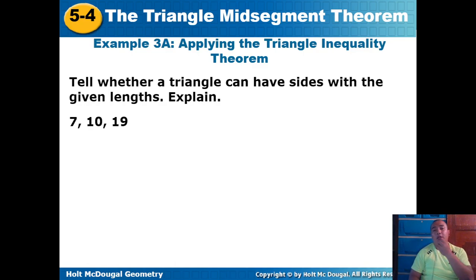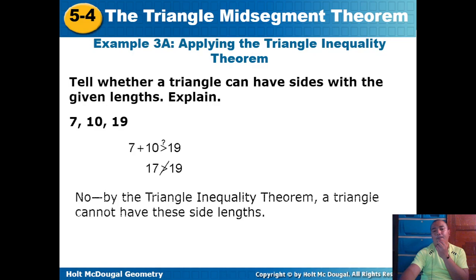Tell whether a triangle can have the sides with given lengths 7, 10, 19. Okay, 7 plus 10 is 17. Is it greater than the third side? No. So 7, 10, 19 cannot be the sides of a triangle. It must be greater than, not even equal.